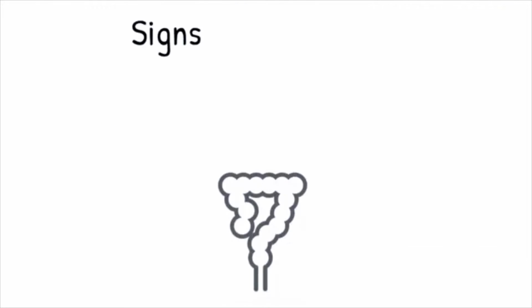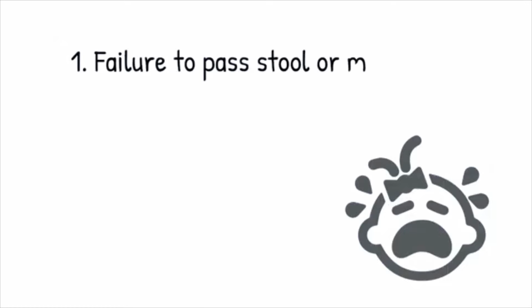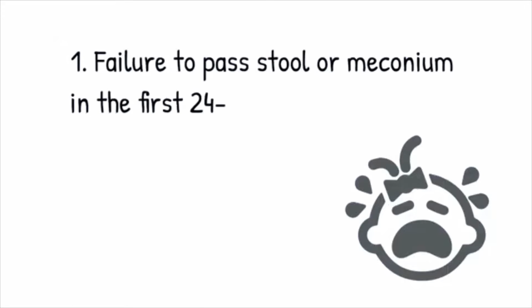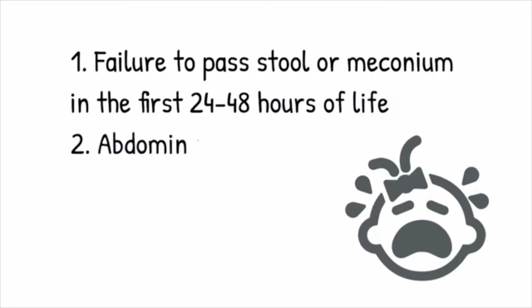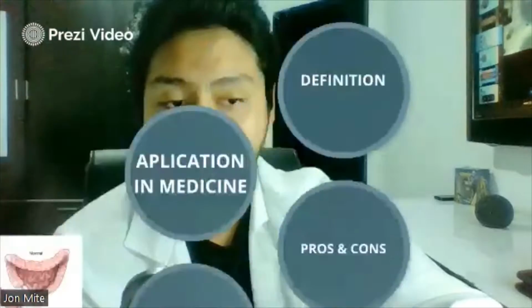What are the signs and symptoms of a patient that might have Hirschsprung's disease? The first thing that we look for is the failure to pass stool or meconium in the first 24 to 48 hours of life. Often these patients also present with abdominal distension and potentially also vomiting.